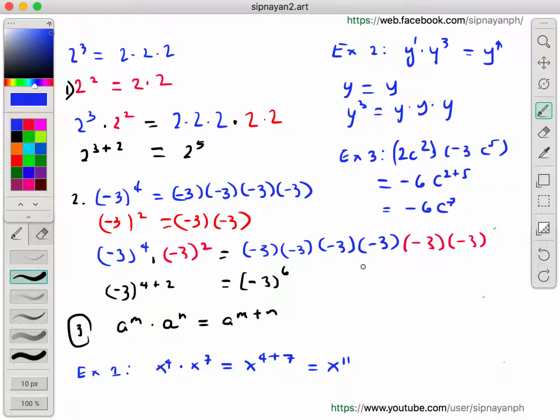Okay, so that's it. Yan yung ating unang law of exponent. Ang tawag natin diyan ay product rule. So, we will have more examples in the next video. So, more examples pa ng paggamit ng product rule.